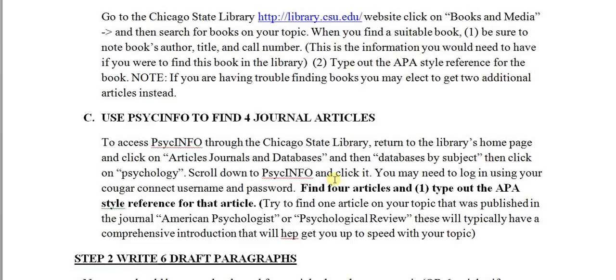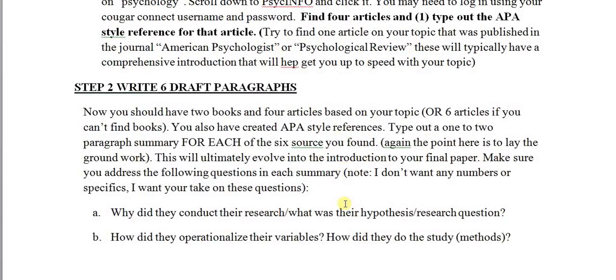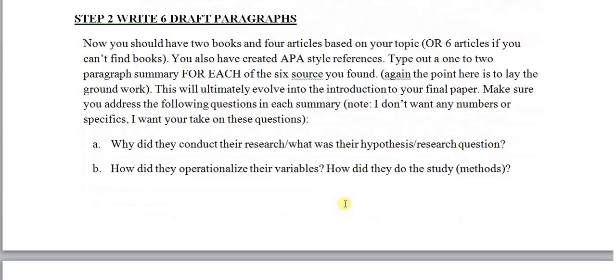Once you've settled on a topic, you've got some research questions that are general and can guide you in what you're looking for, then you're going to want to write 6 draft paragraphs. Each group member will write 6 draft paragraphs. You will also include an APA-style in-text citation and an APA-style reference for each of these paragraphs.